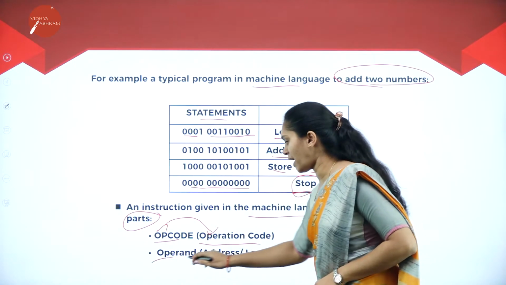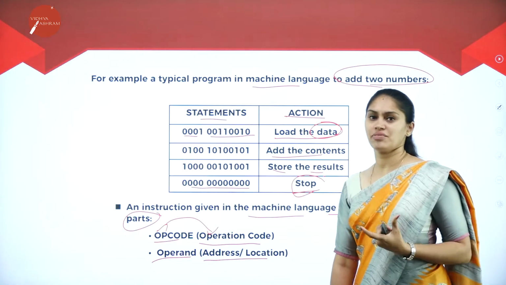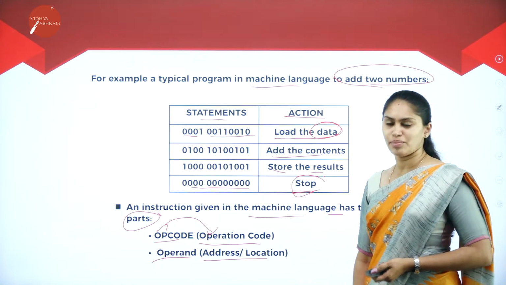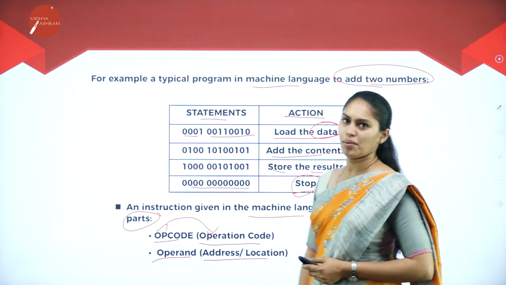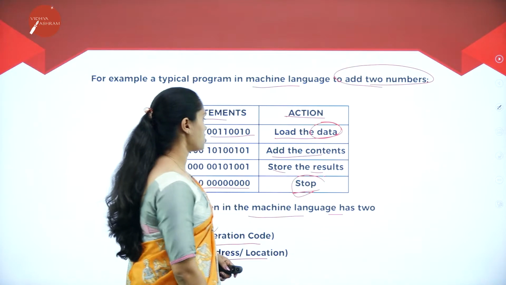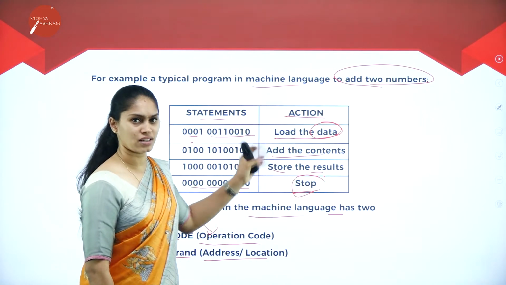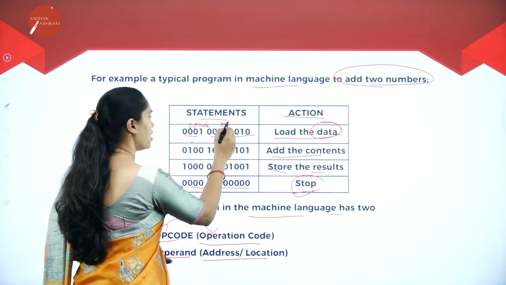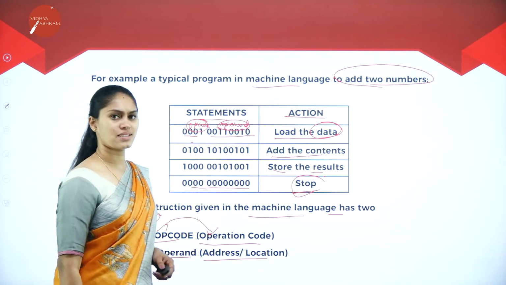Next we have operand. Operand is nothing but address or location. On which location, on which data we are performing the addition, subtraction, multiplication or any of the other arithmetic computations, or it could be anything. So it comprises of opcode and operand. Here, the first 4 bits are going to represent the opcode. If you look here, it has 4 digits separately and we have 8 digits in another part. So it comprises of two parts. One is opcode and another one is operand. The first 4 digits represent the opcode and the next 8 digits represent the operand.